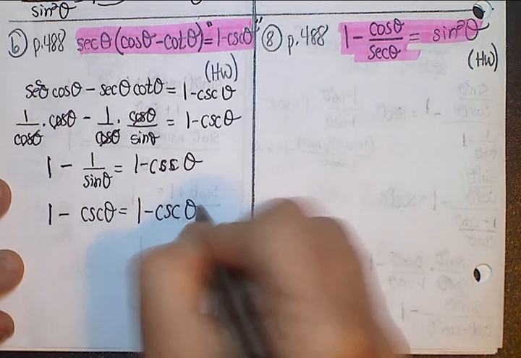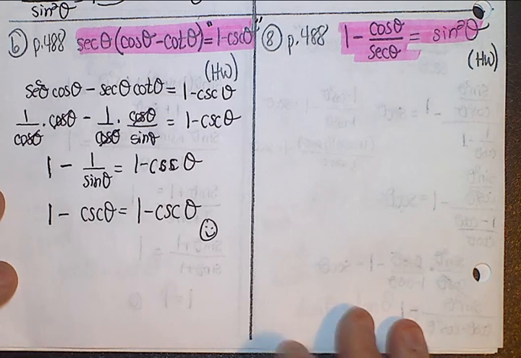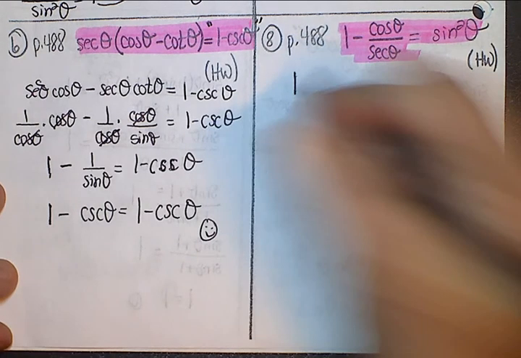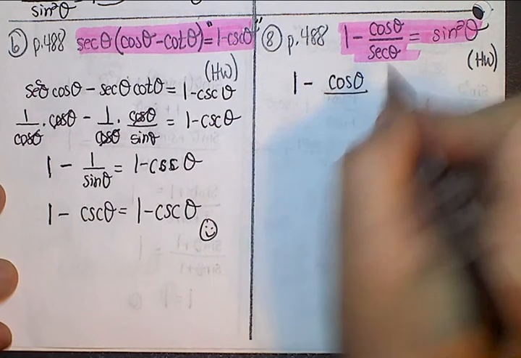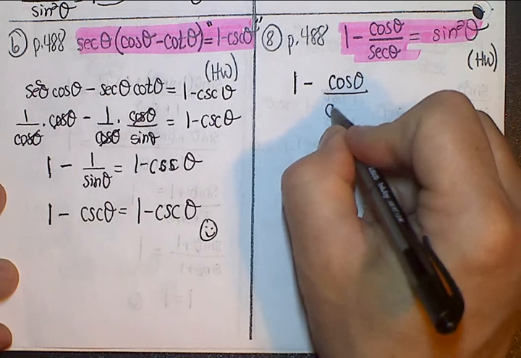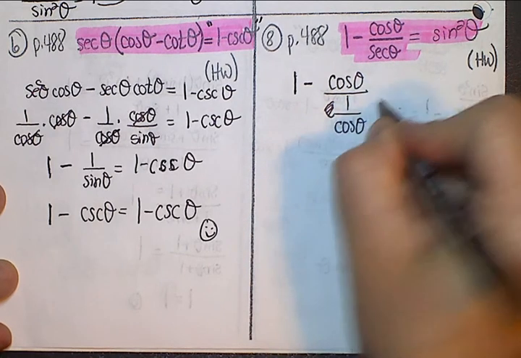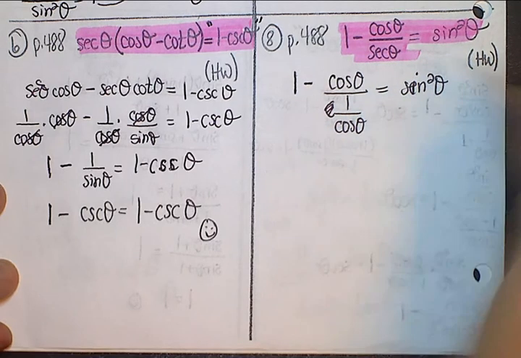And done. Okay, page 488. Again, I'm going to change here. I got my 1 minus cosine, I'm going to leave. Secant becomes 1 over cosine theta, and all this needs to be equal to sine squared of theta.